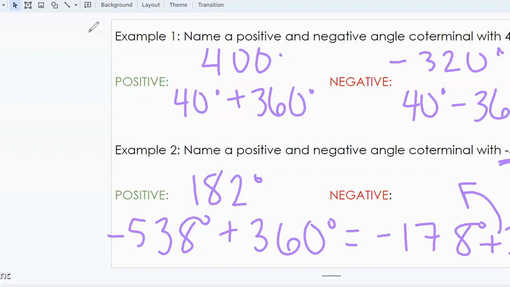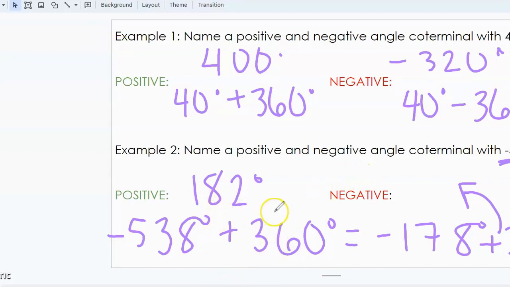When I ask you for a positive or a negative, make sure that if it's a positive, it has to be an actual positive number. A negative coterminal angle would have to be negative. So when you want to find more coterminals, you just literally keep adding or keep subtracting 360. Now you might be wondering, why did I choose to add in the first place?